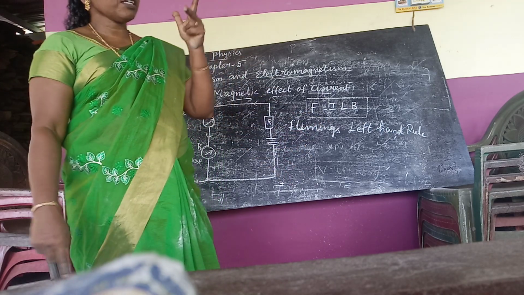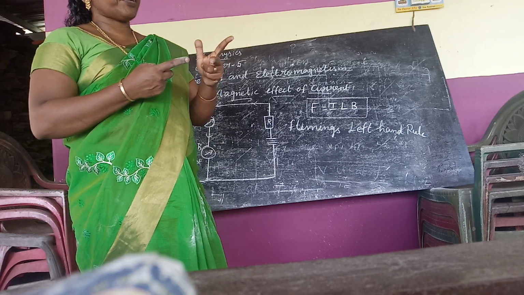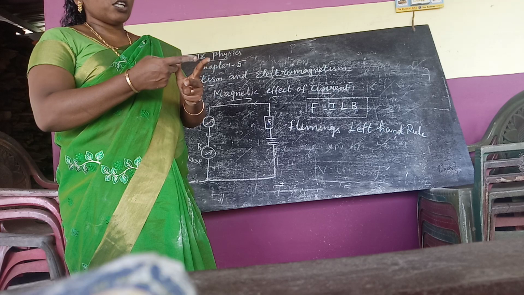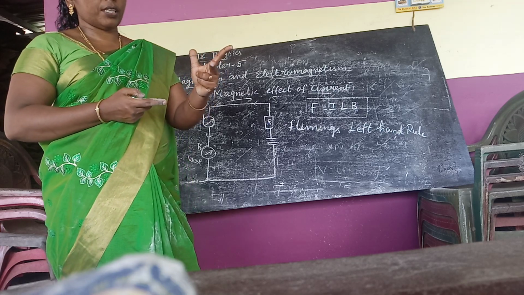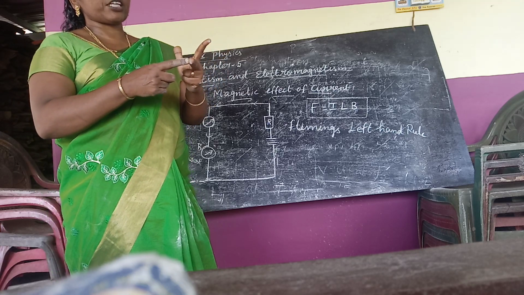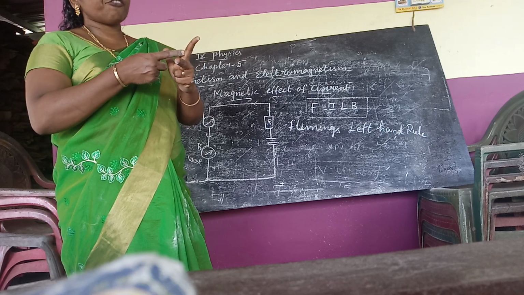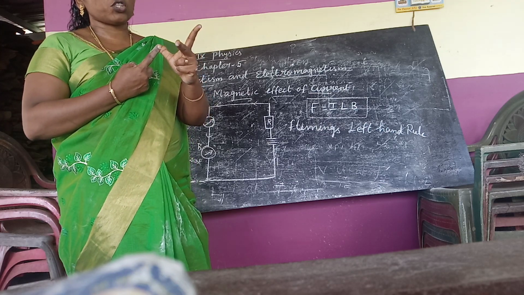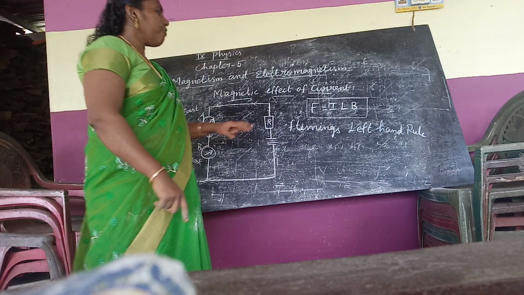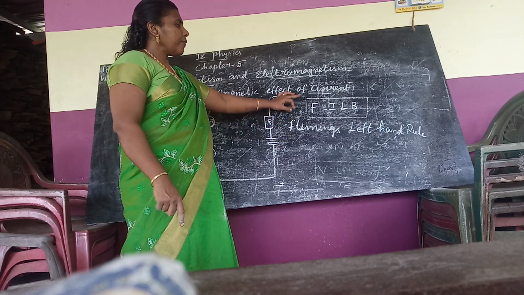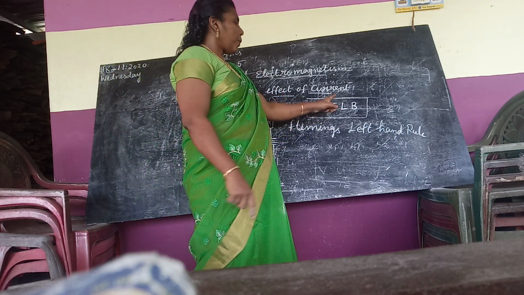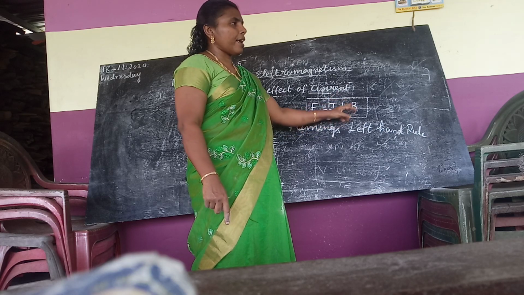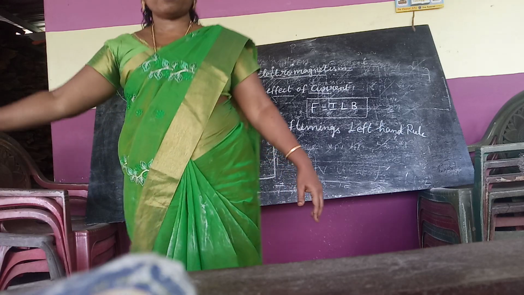Once again, stretch three fingers: middle finger, second finger, thumb. All three are mutually perpendicular to each other. The middle finger shows the direction of current and the second finger shows the direction of magnetic field. The thumb shows the direction of motion of the conductor. So this is Fleming's left hand rule. Then we can do the problem. Problem number 1: by using which formula? F equal to I L B. Now take your book, students.